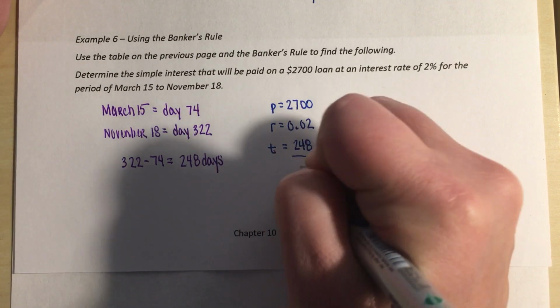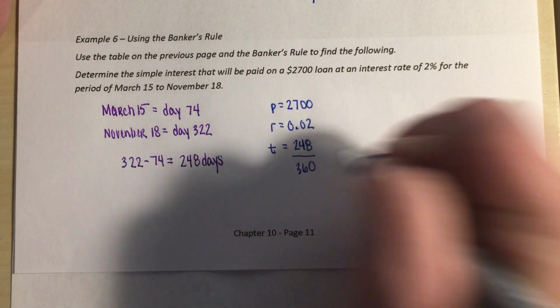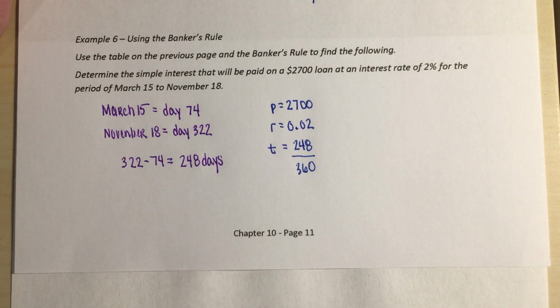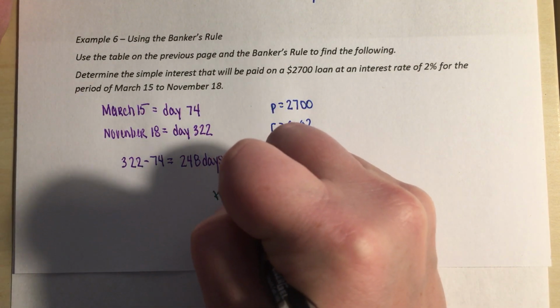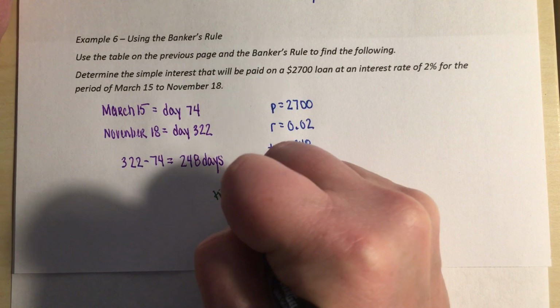Using our banker's rule, remember we're going to divide that by 360. So even though our table has 365 days in it, we're still going to use that 360, because in this particular question, our time that we're looking at is in days.